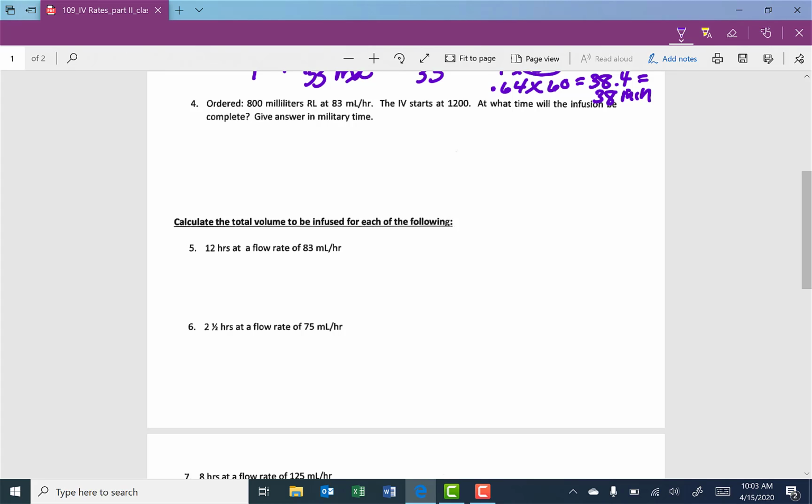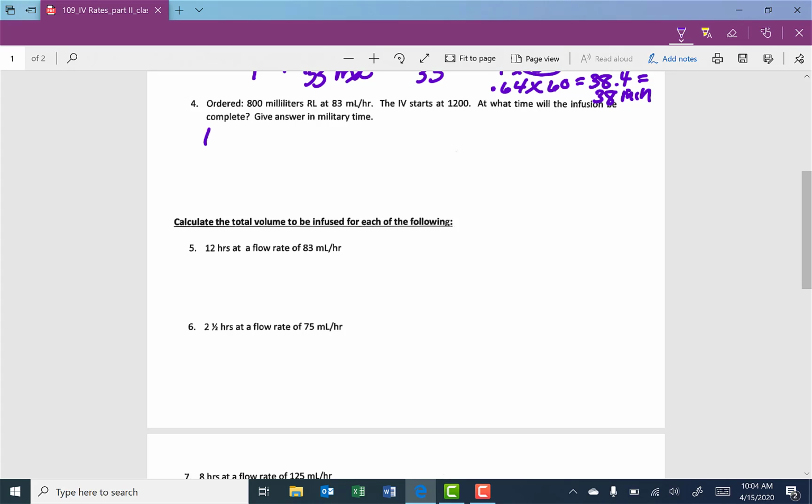Okay, let's go to another one here. Number 4, the order is 800 milliliters, Ringer's lactate at 83 milliliters per hour. The IV starts at 1200. At what time will the infusion be complete? Give your answer in military time. Let's start this problem.